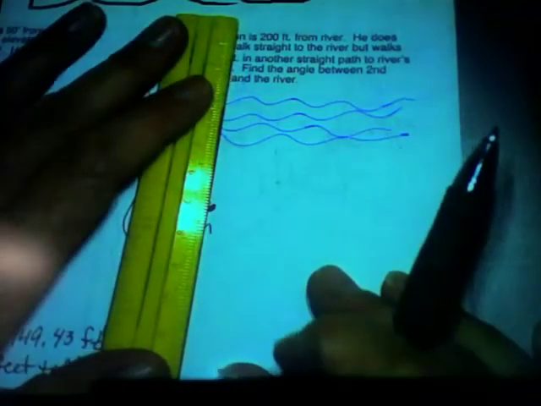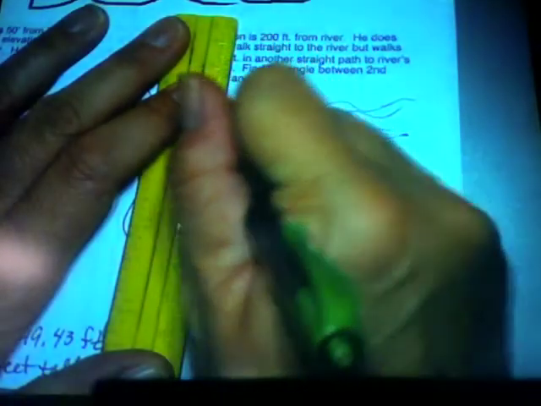So isn't the distance from a point to a line always a perpendicular distance? So I know without being told that that is a right angle. And they said that he is 200 feet, so this is 200 feet from the river. He does not walk straight to the river, but walks 400 feet in another straight path to the river's edge.